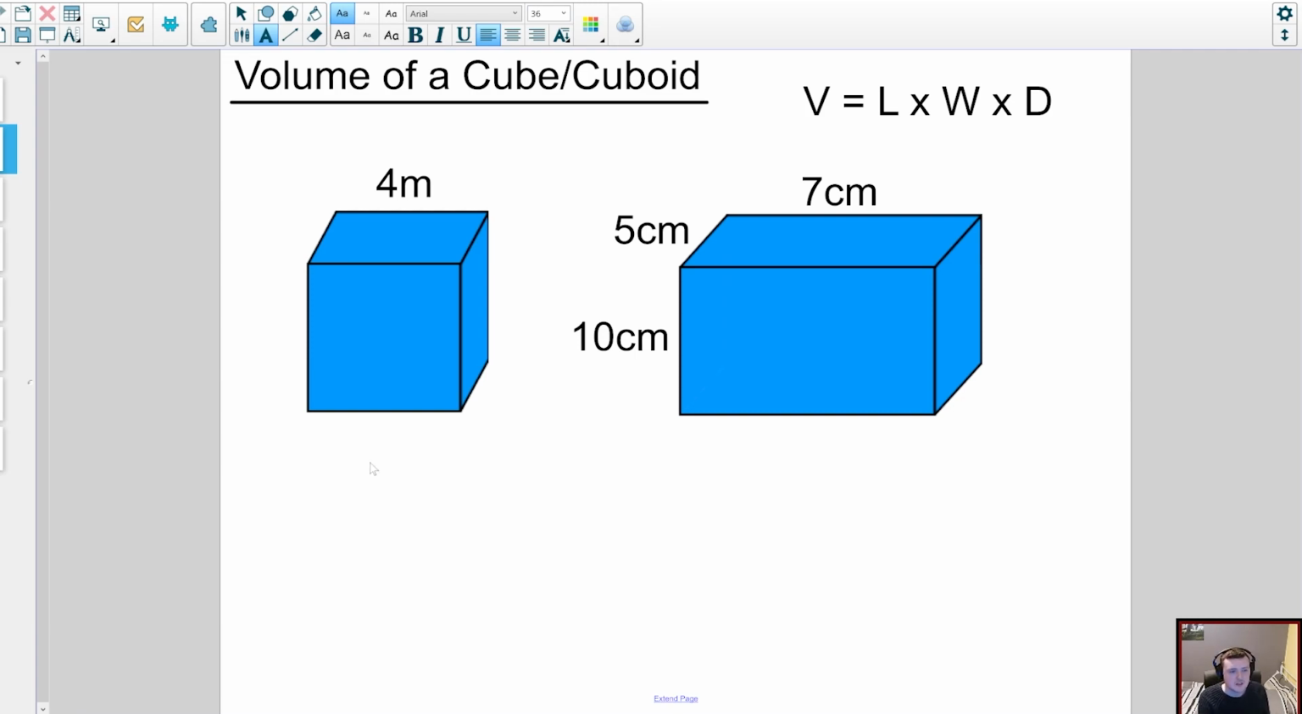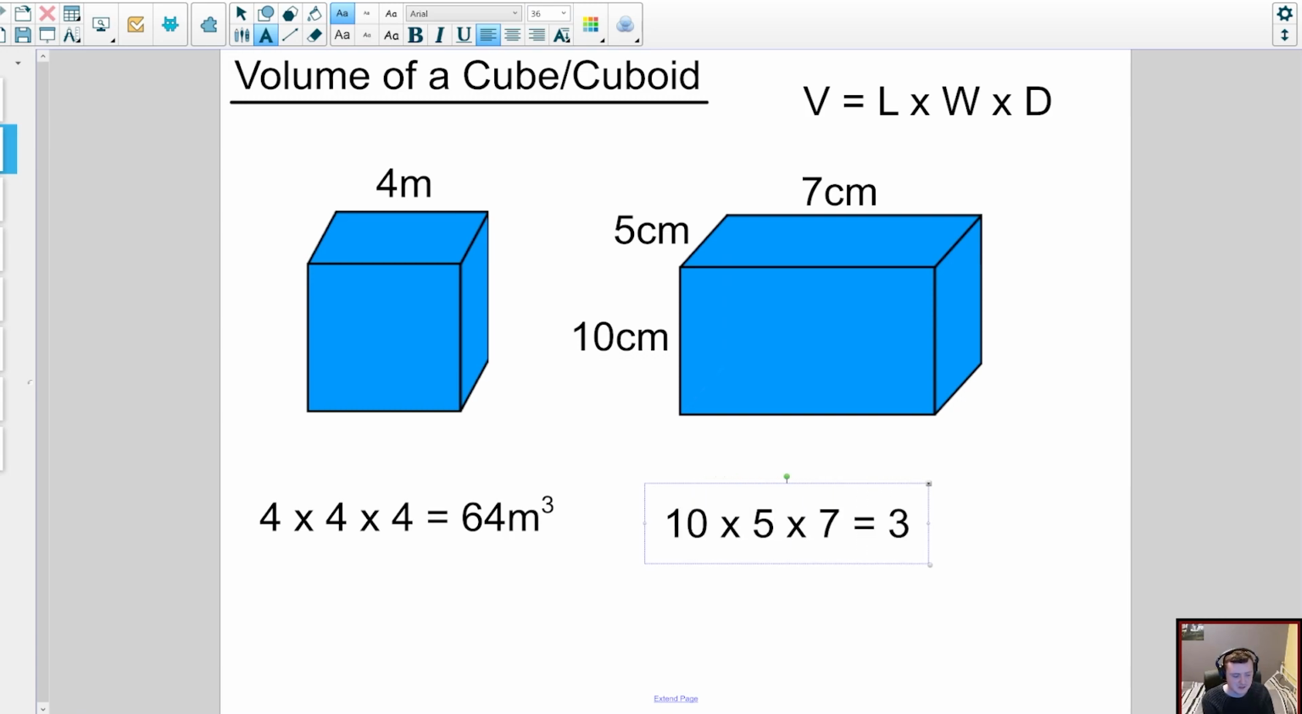Okay, so this is a cube. So we know that all the dimensions are going to be the same. So we've got 4 times 4 times 4, which is going to be 64 meters cubed. Be careful not putting centimeters in. It's going to be meters cubed because I've told you it's meters. Similarly here, we're going to multiply these 3 things together. So 10 times 5 times 7. In this case, it's going to be 350 centimeters cubed, like so.